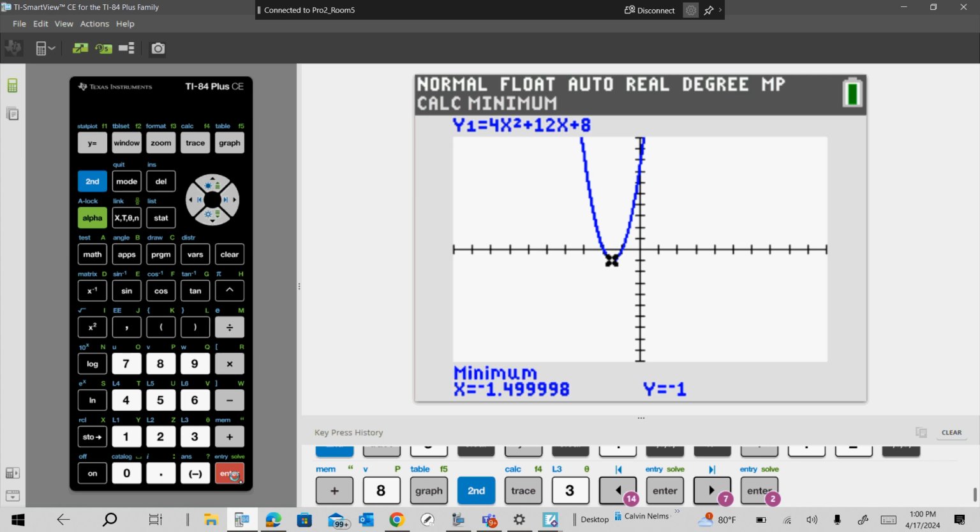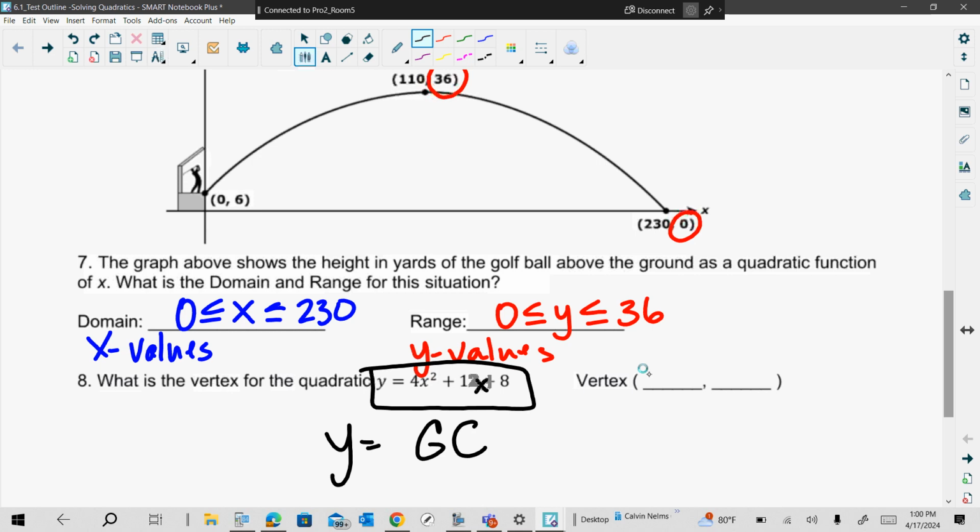Negative 1.5, negative 1. Yes. Negative 1.5, negative 1.